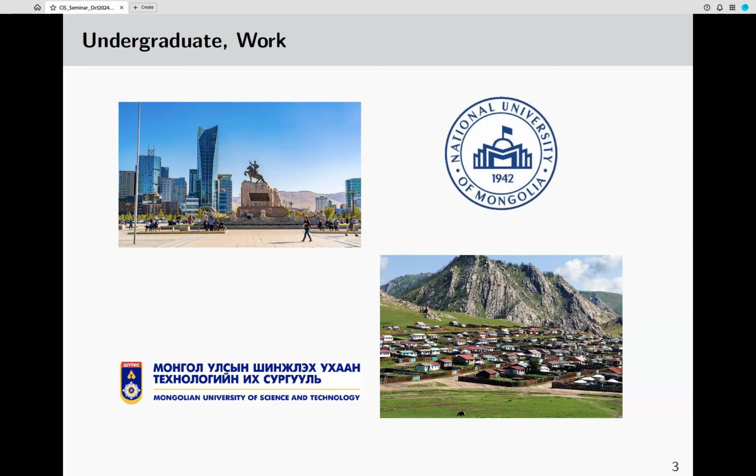So here on the left, that's what the capital city actually looks like right now. There are high rises and fancy buildings like that. But there are a lot of places that actually look like this, right? This is countryside. This is one of those small places you see if you go far out in the country.